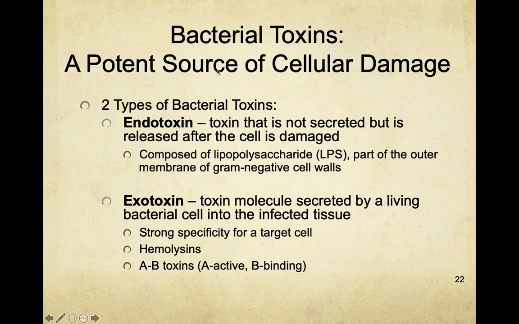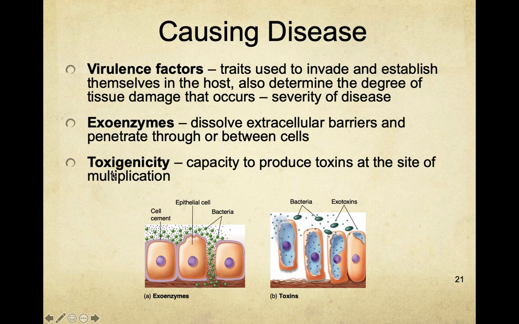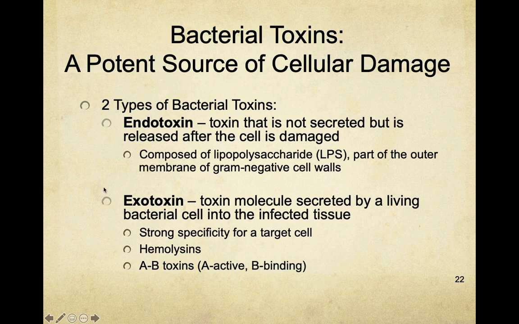These are what I'm talking about here, these endoenzymes. How is a bacteria capable of producing a toxin and things like that? So there's two different types of toxins that microbes produce, endotoxins and exotoxins. Both of these are important. We've talked about endotoxins a little bit. We've talked about exotoxins a little bit.